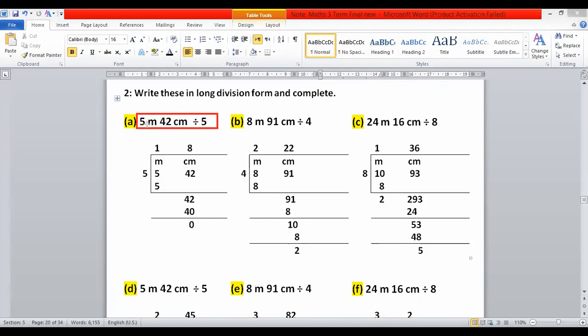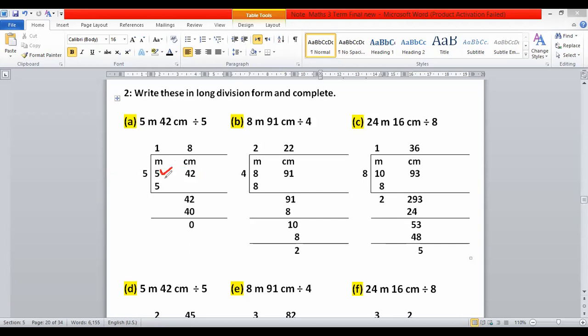Here we have 5 meter 42 centimeter divided by 5. So first of all we write meter on one side, and on the other side we write centimeters. Below meter we write 5 meter. Look at here, these are 5 meters and 42 centimeters. And after that we put the lines like this. This is the symbol of division, like this, divided by 5.